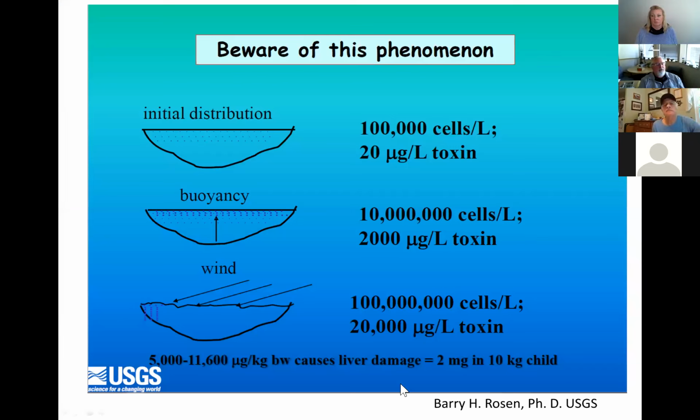I'm going to borrow again from Dr. Rosen. This is a slide that he gave at a presentation. It says this is your initial distribution: about 100,000 cells per liter, and your toxins would be at 20 micrograms. It depends on the species present and whether or not they're producing toxins. But that same amount, if you let them buoy up and float at the surface, you can get up to 10 million cells per liter, so you're 1,000 times more concentrated in cells, and the toxins would do the same. And then once it's wind blown against the shoreline, you can see how your numbers greatly increase from that phenomenon.